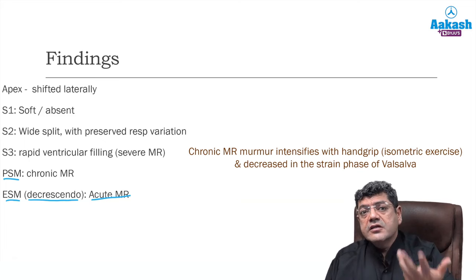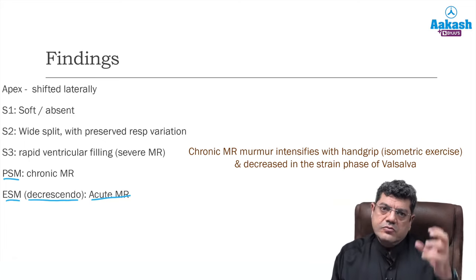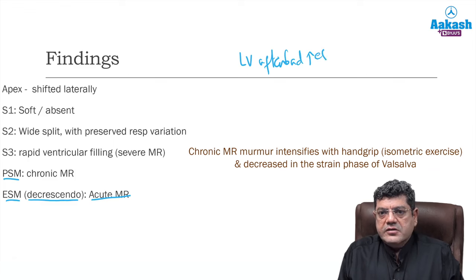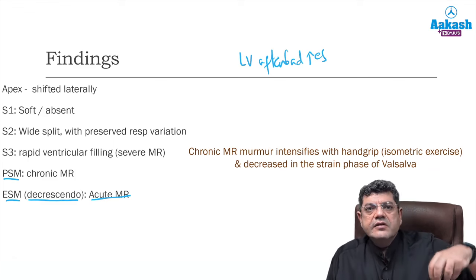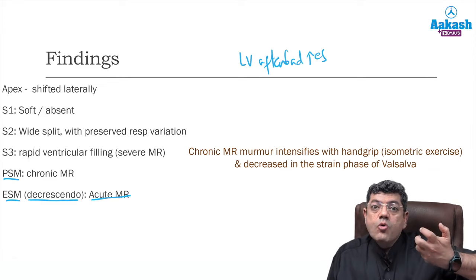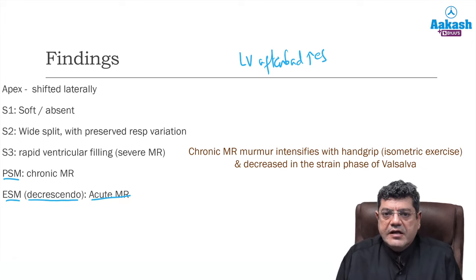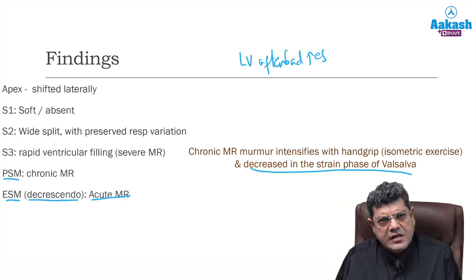Their regurgitation increases. Why is that? Because with isometric exercise the left ventricular afterload increases. So the left ventricle cannot empty easily into the aorta now. It will empty more towards the left atrium. Correct? That's one. And it is decreased in the strain phase of Valsalva.